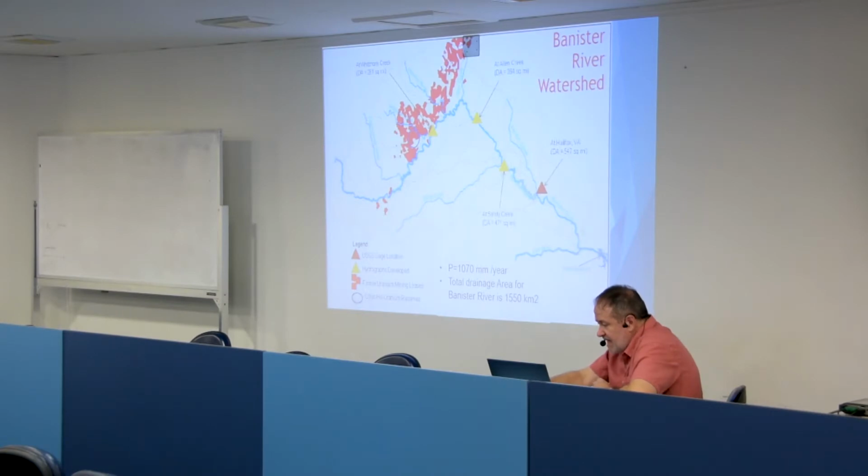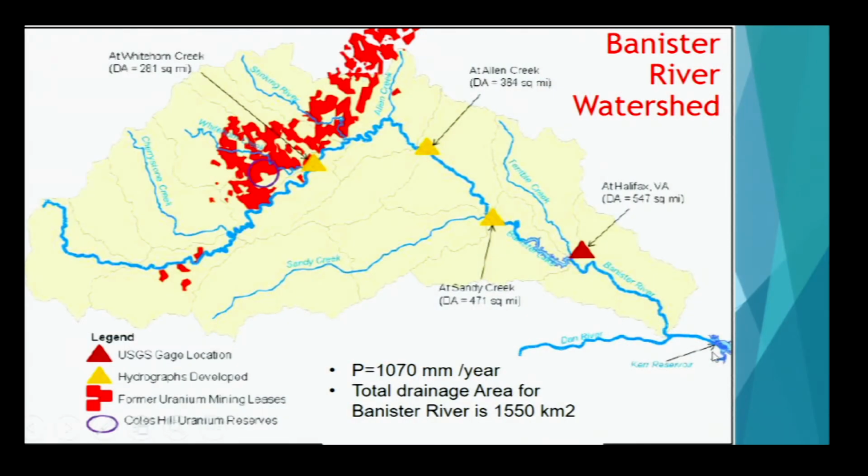One of the important aspects in all of this is that down here at the end of the system, right there is the so-called Kent Reservoir, and that's a reservoir that was built mainly for water supply.